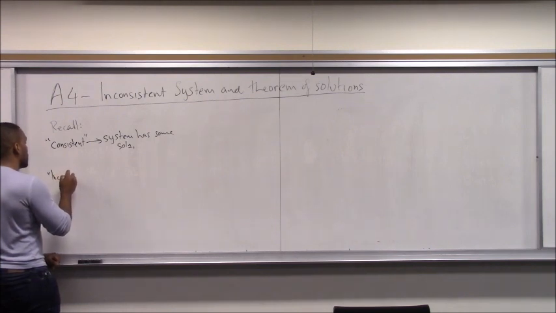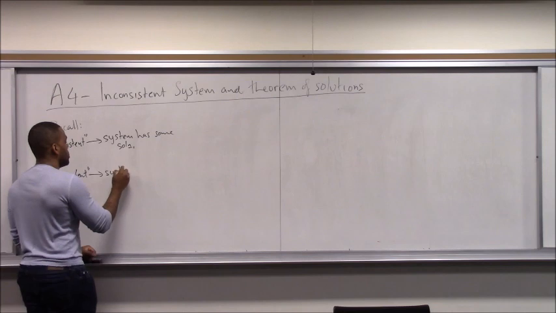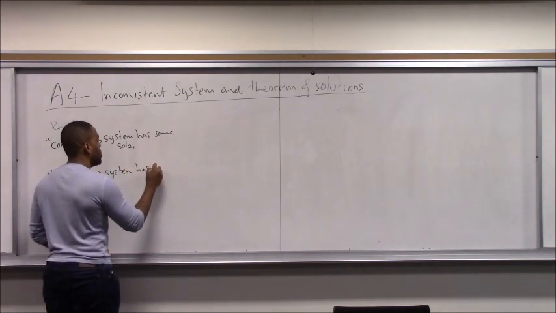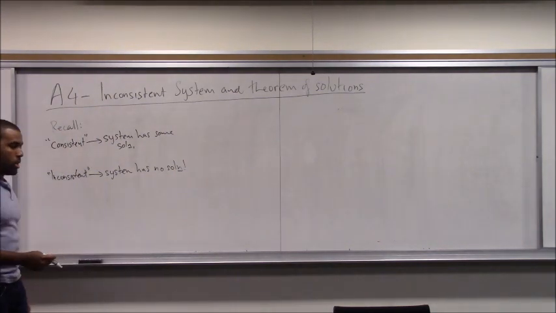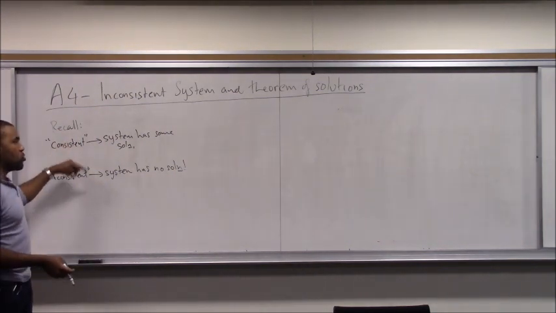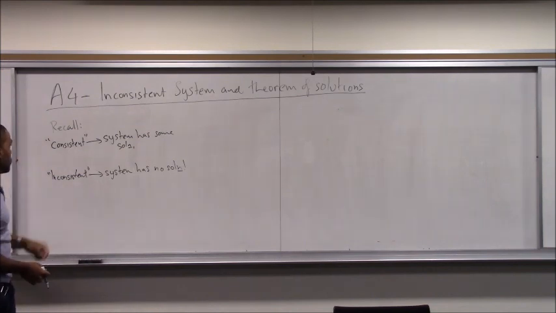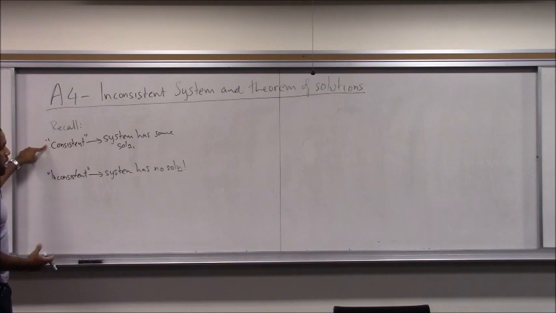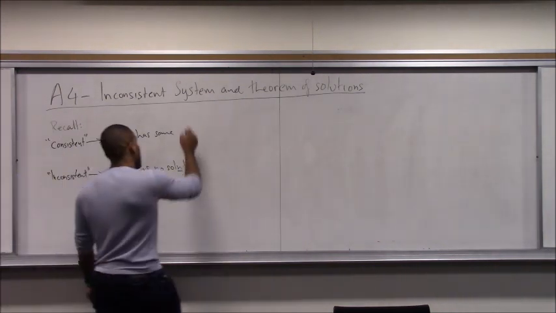Inconsistent means the system has no solution, which is possible. And in fact, that's one of the things I want to talk about: how can you recognize when you're in one of these two situations, and then how do you follow up? If you realize you're in the consistent case, how do you find the solution? Versus how would you know there's no solution, so you can stop looking for one.